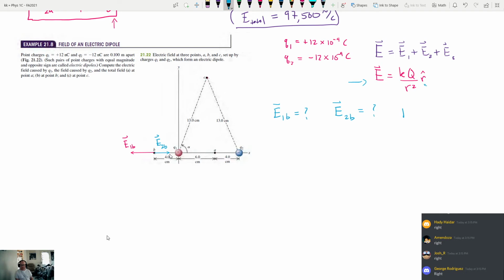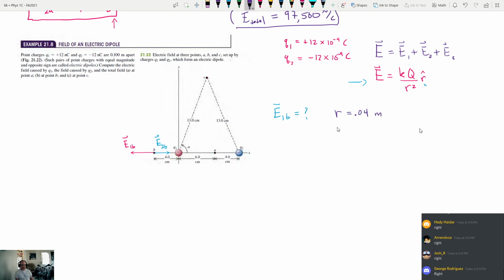All right, now we want to calculate what they are. Let's do E1b first. What we had to do previously was calculate what all the individual pieces of information are. So let's start off with the length r. How long is the length r from here to here? You can see on the picture it's 0.04 meters.